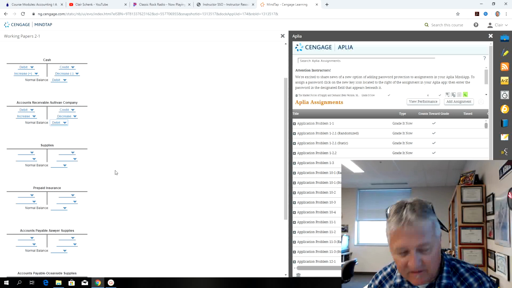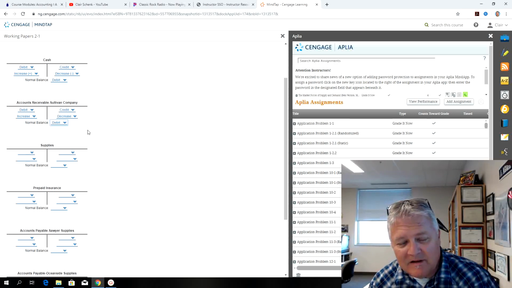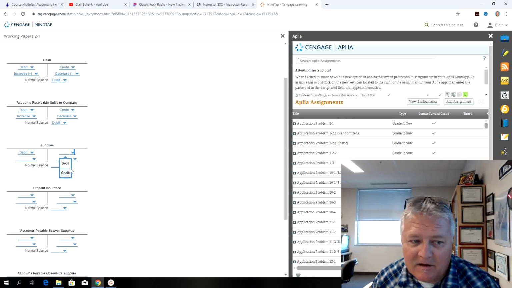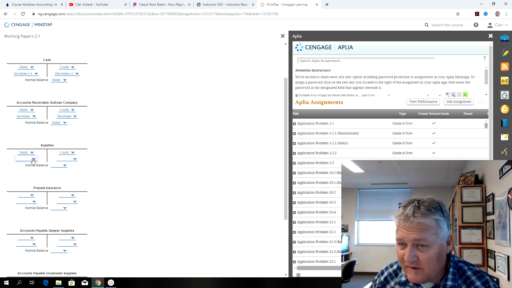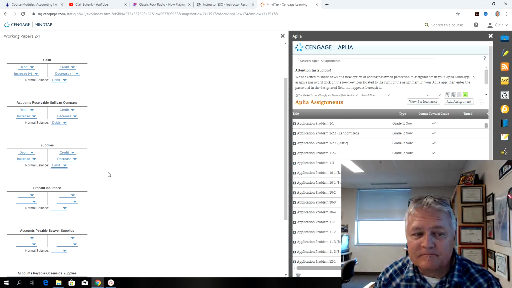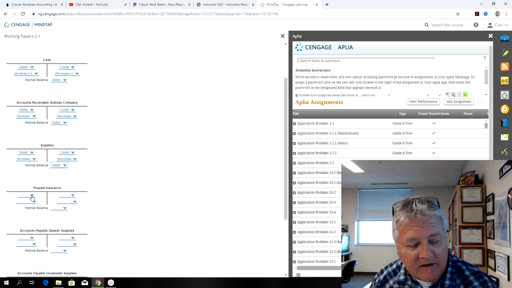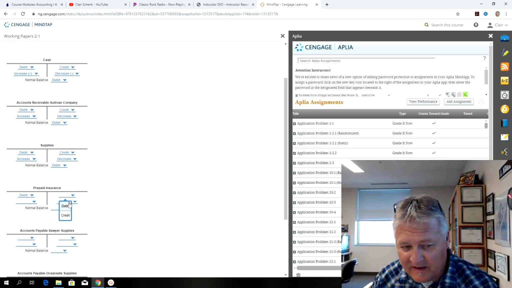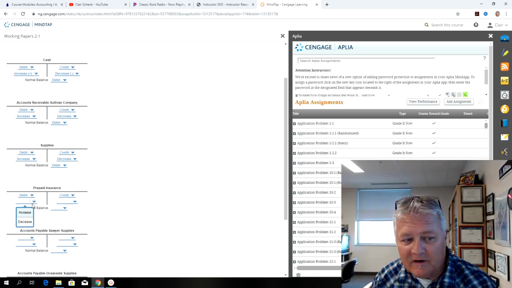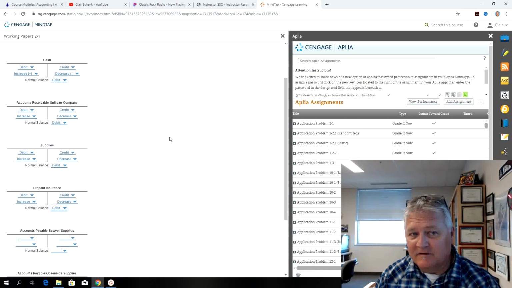And you'll see a little song to help you remember that. But supplies is a debit. Debit is still on the left. To increase supplies, because it's an asset, it's a debit. To decrease is a credit. And the normal balance is a debit. Prepaid insurance, remember, is an asset because you can own an insurance policy. But debits are still on the left, credits are on the right. To increase prepaid insurance, it's a debit. To decrease, it would be a credit. The normal balance is on the debit side.